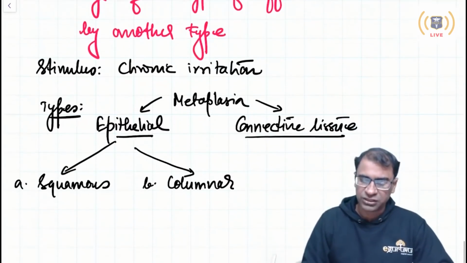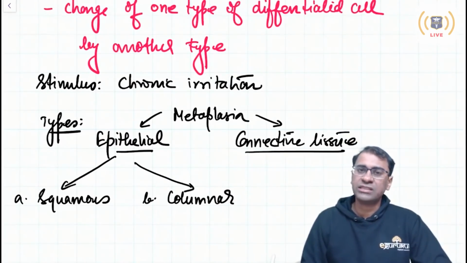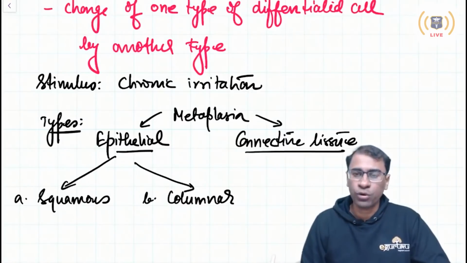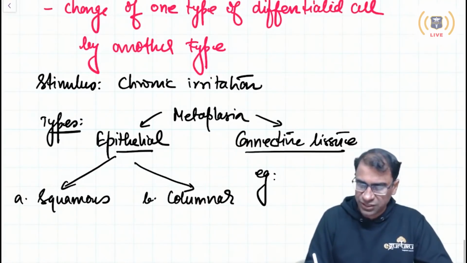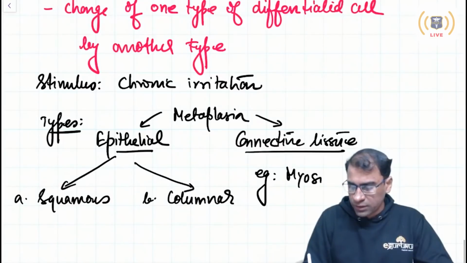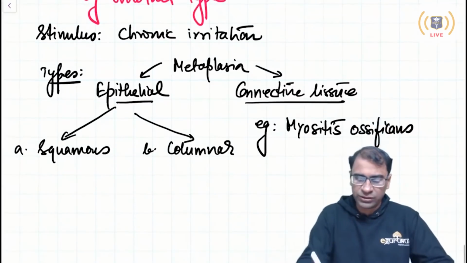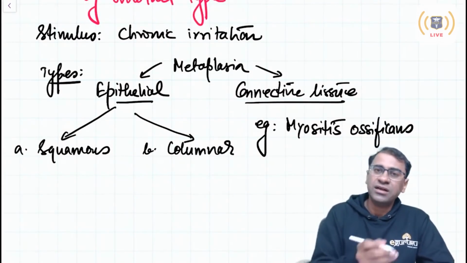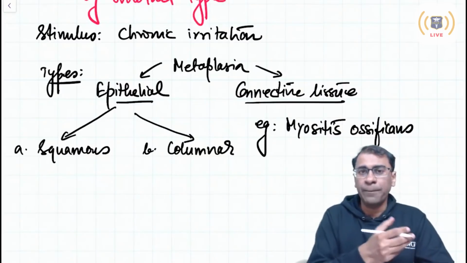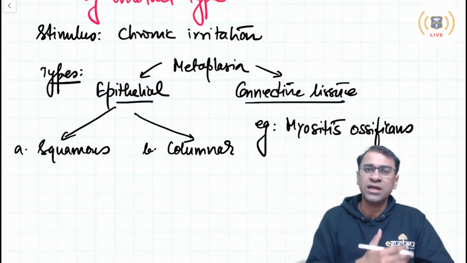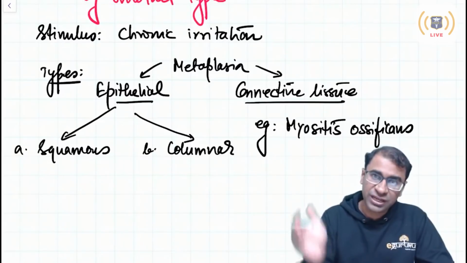Connective tissue metaplasia is a condition where the change occurs in connective tissue like muscles or bone. One good example is myositis ossificans. In myositis ossificans, there is a change of the muscles. Basically, there occurs a dystrophic calcification in the muscles.